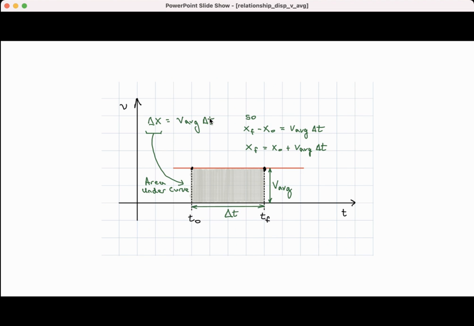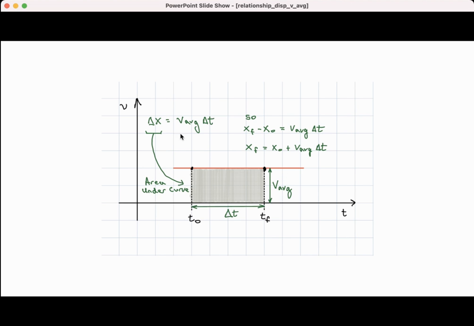Now this V average times delta t being equal to the displacement delta x has a beautiful geometric picture that goes along with it. Here, on a velocity versus time graph, we have the velocity for uniform motion being a horizontal line indicating the uniform motion, the constant velocity. So we have this horizontal line, and if you look at V average, it's the height above zero of this line, and delta t is the width of the line segment we're considering.